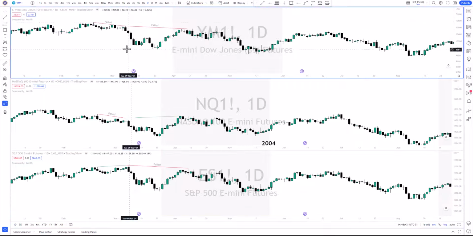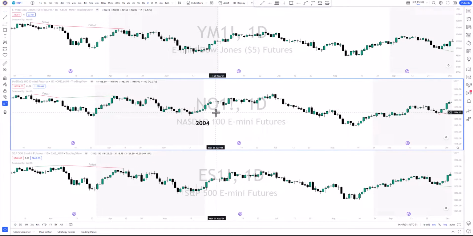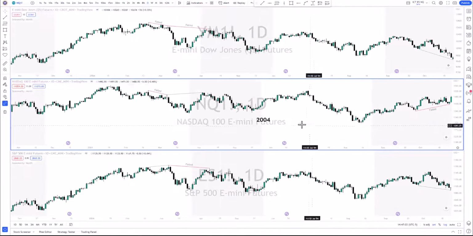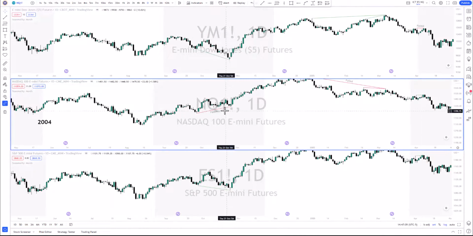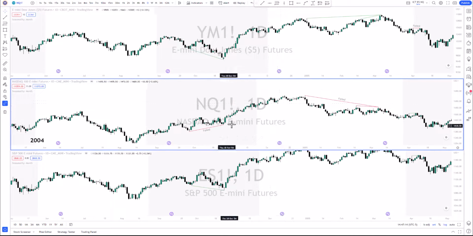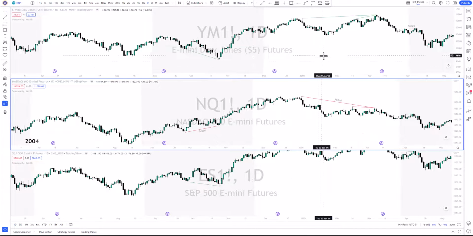So I marked out two here because we failed to make a higher high, but we did on the S&P, and then we had a move lower. And then again, it came back up, we made a higher high in the NASDAQ, but failed in the Dow and the S&P. And then we had basically our retracement into that summer month time frame. In the fall, we failed to make a lower low in the NASDAQ, and then we surged higher into the rest of the year. So that was right around the end of October timeframe.